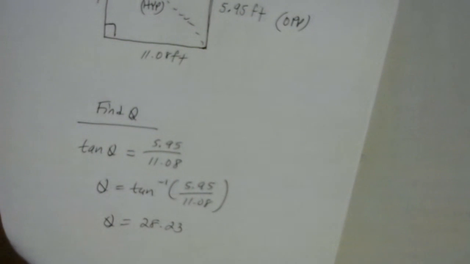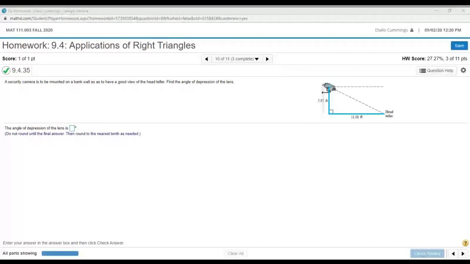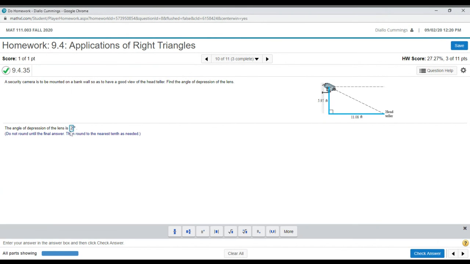So I'm going to go back to the homework problem. Okay, and we're asked to round to the nearest tenth, so I believe that should be 28.2 degrees.